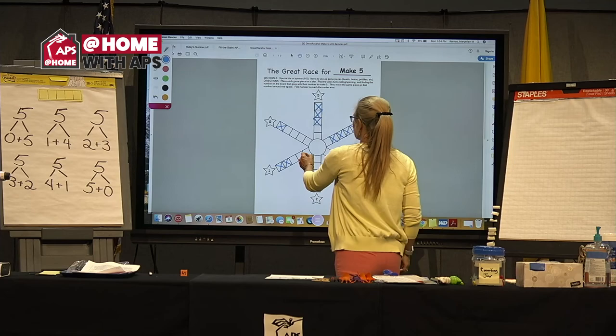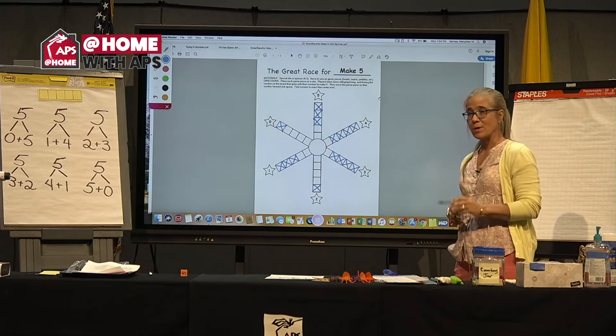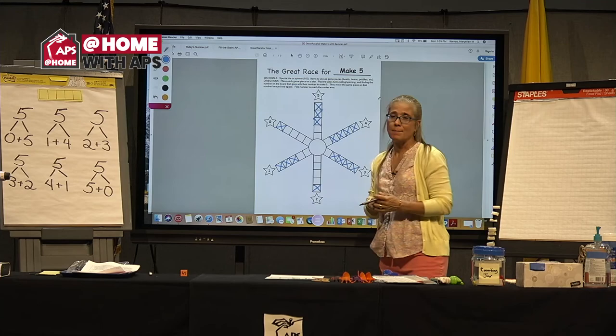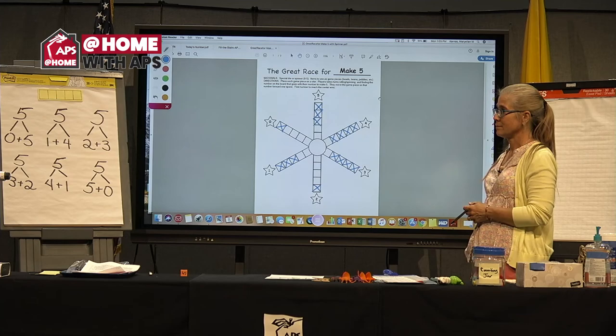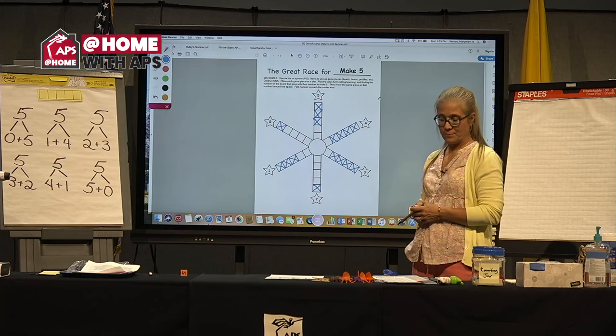So none of our numbers are going to make it in this morning, but you would keep playing the game, just spinning or rolling your die until one of the numbers made it to the center, and that would be our winning number. We definitely had four and three in the lead, right? So if we wanted four to win, what would we need to spin? A one. Okay. And if we wanted three to win, we'd need a two.